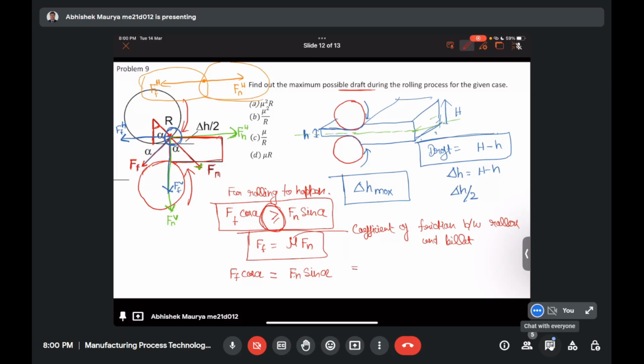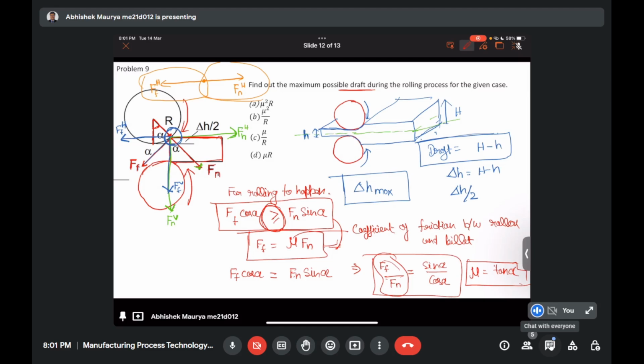Okay, and if we use these two equations, what we will get? We will get Ff by Fn is equal to sin alpha by cos alpha. Okay, and from this, what is this? This is nothing but mu, so mu is equal to sin alpha by cos alpha, which is nothing but tan alpha. Okay, this is the relationship which we have got till here.